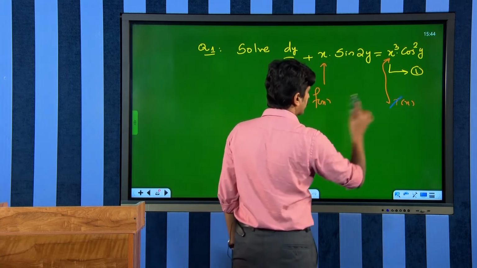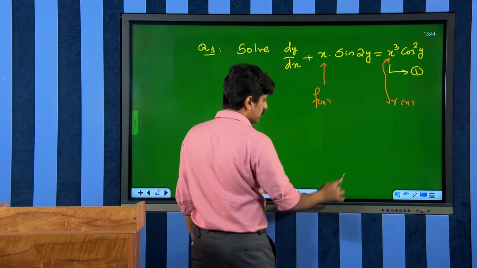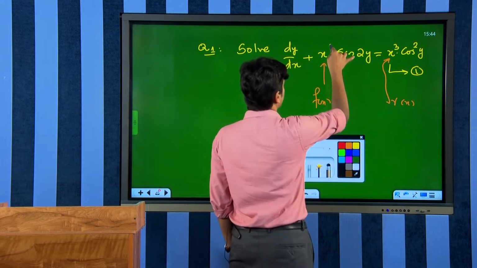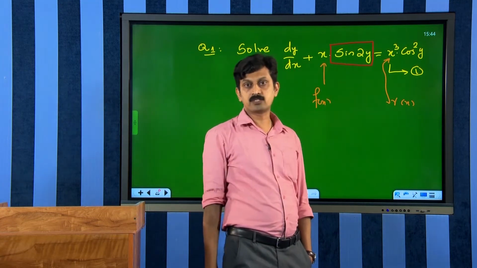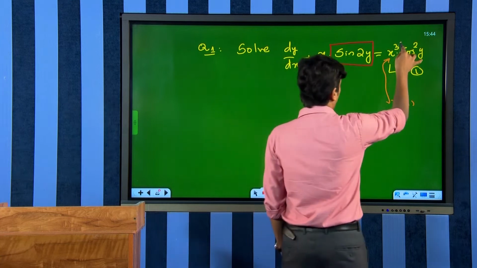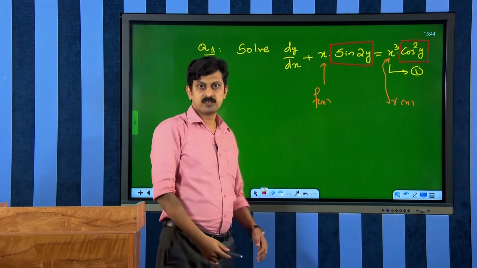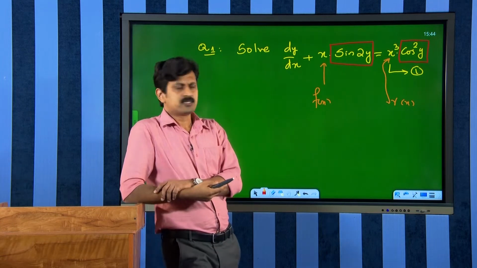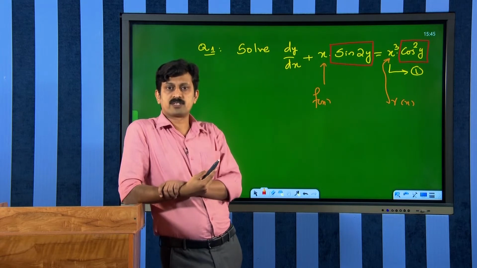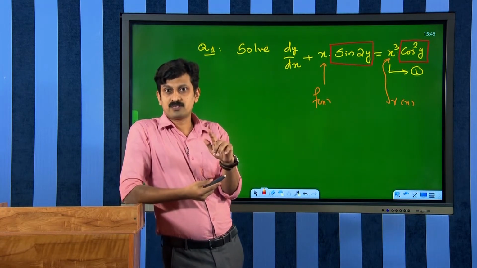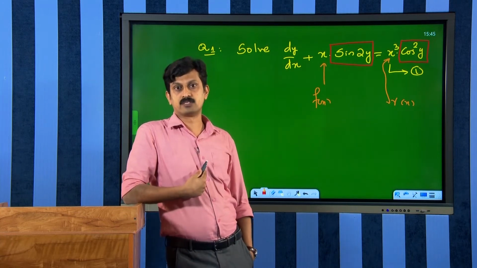We have x cube as r of x. See, my dear students, we have the term sin 2y instead of y, and instead of y raised to n, we have cos square y here. While seeing this, it is not a general form of the Bernoulli's equation, even though this can be solved by using the concept of the Bernoulli's equation.